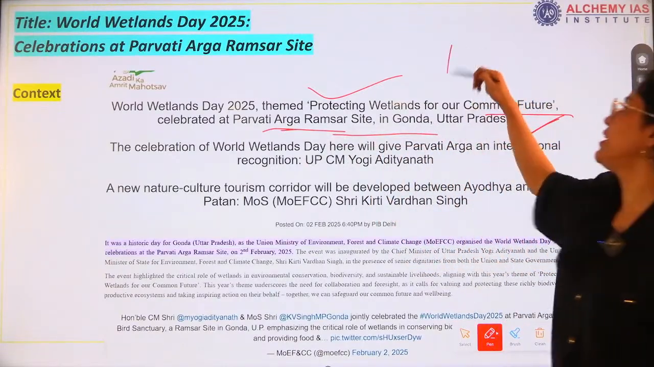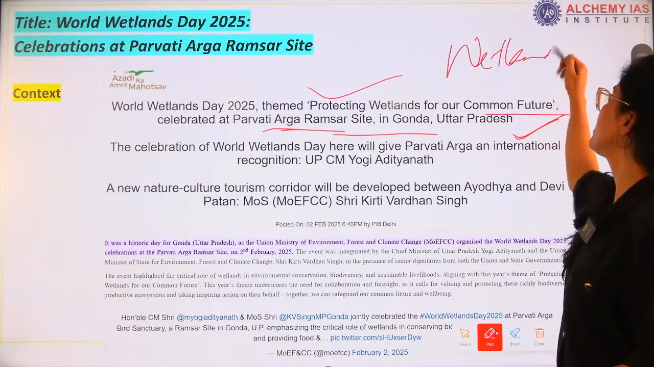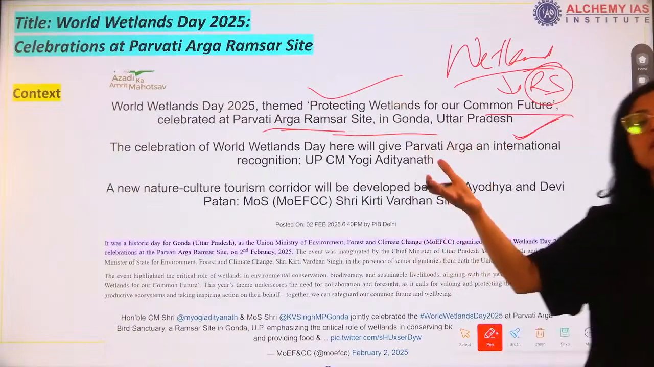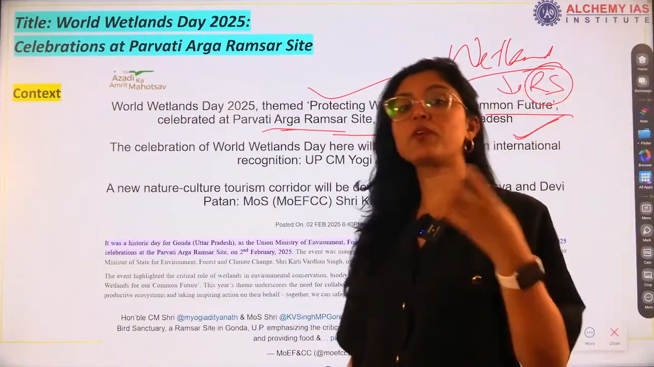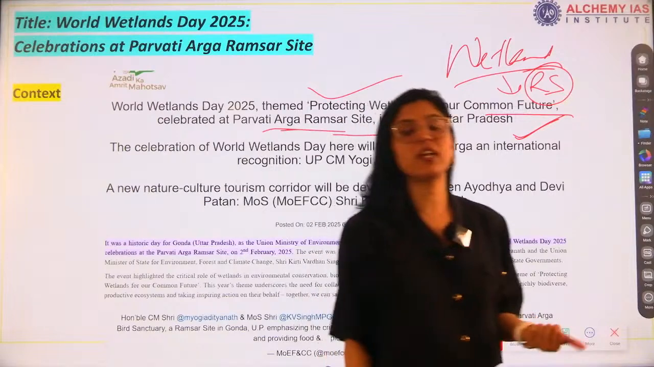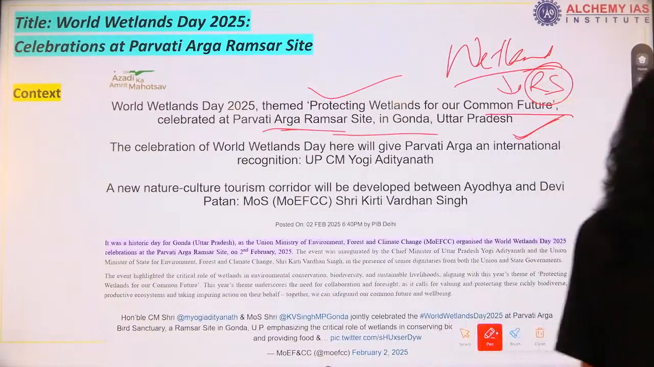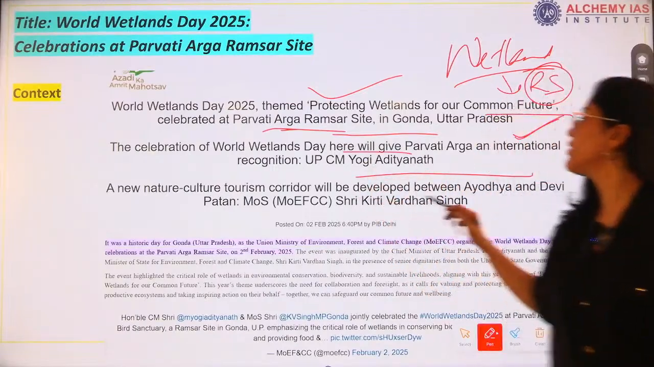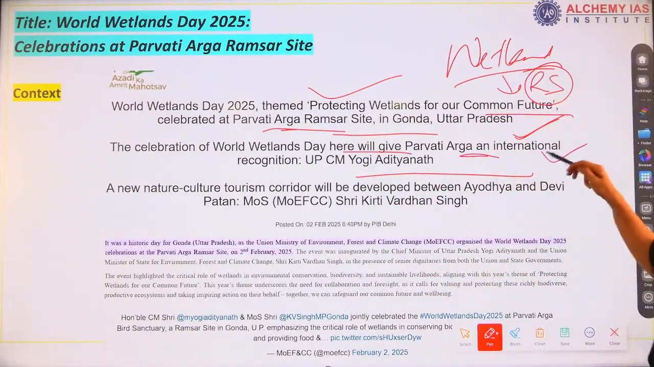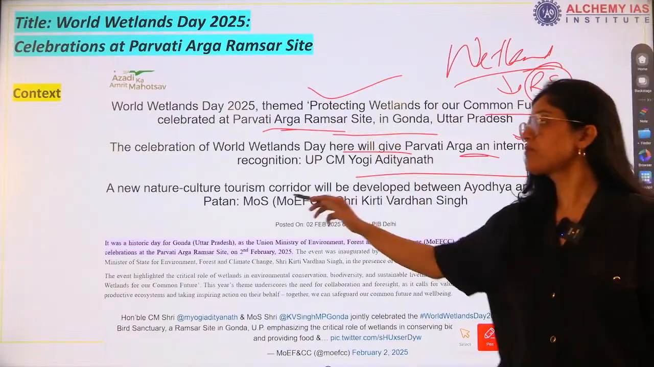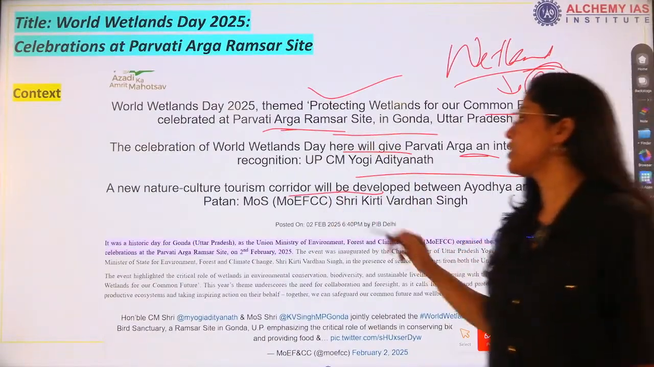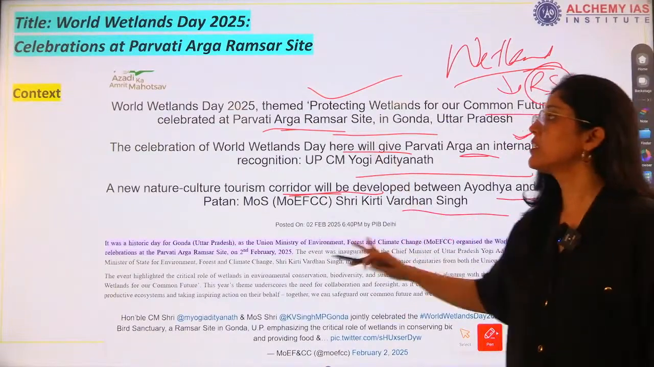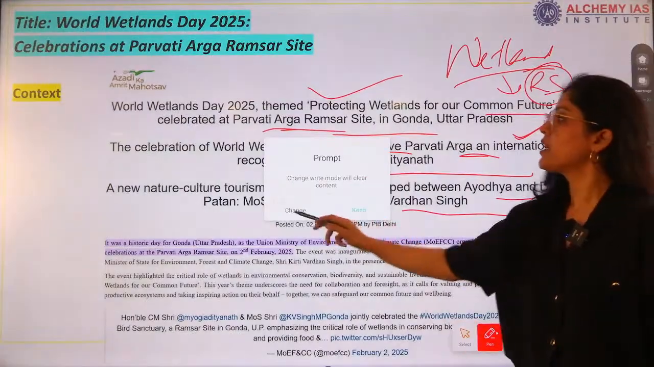Again, wetland. Whenever the wetland name comes, Ramsar site, you should remember it is a Ramsar. The Ramsar Convention is working on conserving and preserving the wetlands of international importance. So you should remember this point also automatically. Okay. So the celebration of World Wetlands Day will give Parvati Arga an international recognition. Next is, a new nature culture tourism corridor will be developed between Ayodhya and Devi Patan. So these are the initiatives that India is taking.